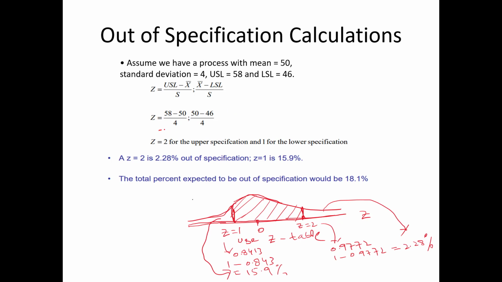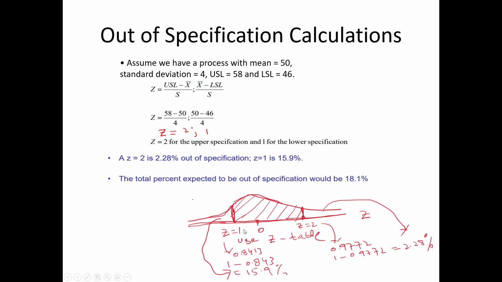So for Z, for the upper specification we will get 2, and for the lower specification this will be 1. How? 58 minus 50, 8 divided by 4 will be 2, and 50 minus 46 will be 4, 4 divided by 4 will be 1. Now Z is equal to 2 for the upper specification and 1 for the lower specification. As Z is equal to 2, 2.8% is out of specification.